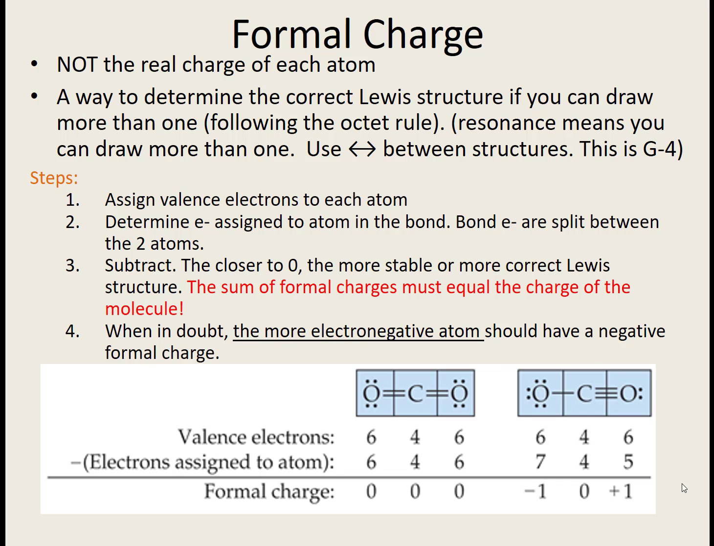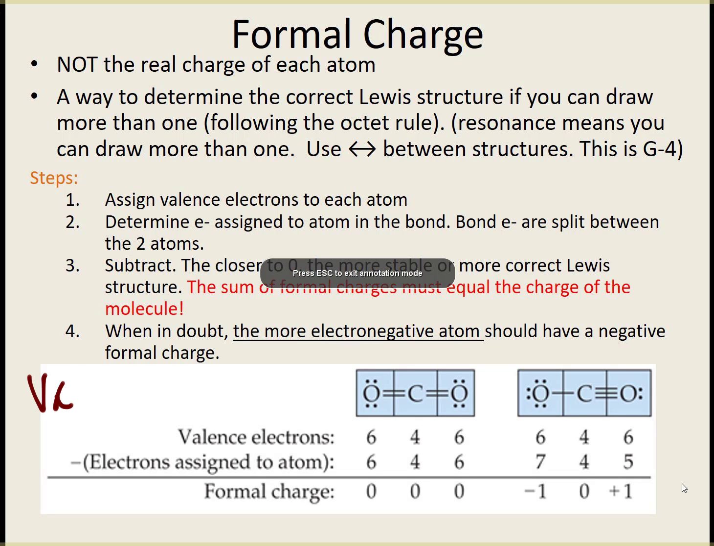Formal charge is a way to determine the correct Lewis structure if you can draw more than one. Let's look at this example down here below. So how you determine which of these two Lewis structures is the most correct is you're going to go through and count how many valence electrons, and subtract the assigned electrons.